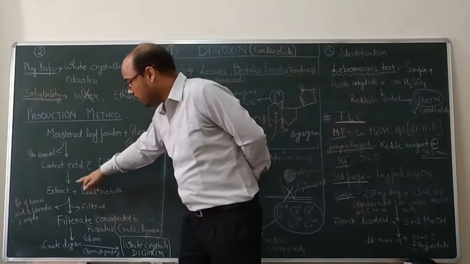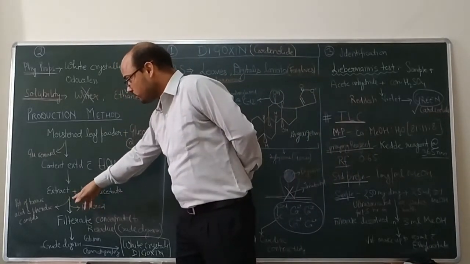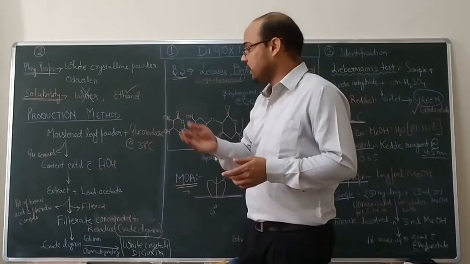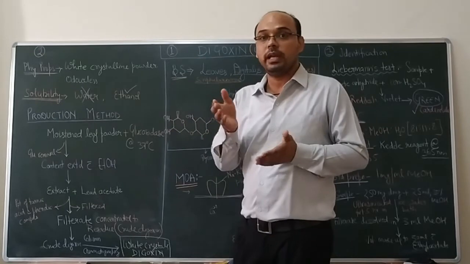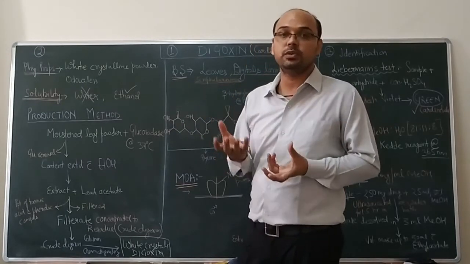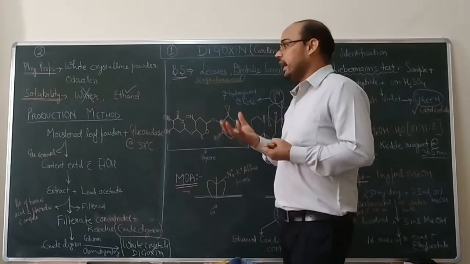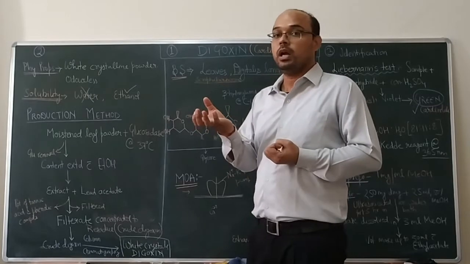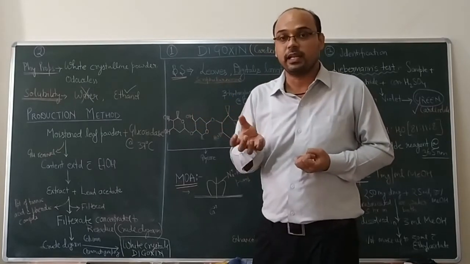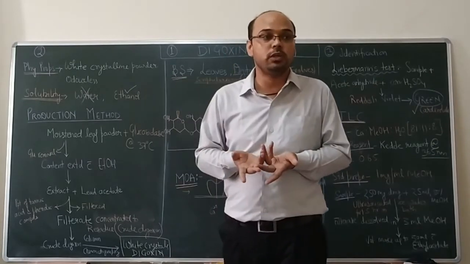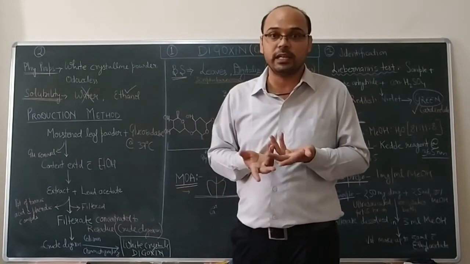In this way, we have removed the tannic acid, the tannins and the phenolic compounds, and the precipitate is removed out, and the filtrate we obtain. The filtrate is then concentrated using a vacuum rotary evaporator and evaporated to a dry extract. And this dried extract is what you can call crude digoxin.